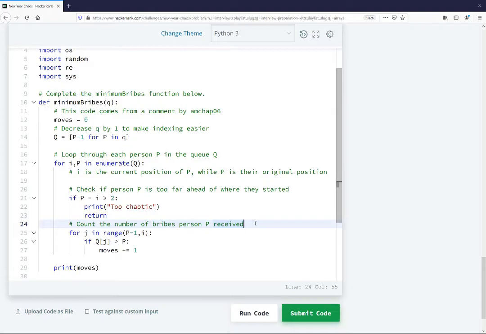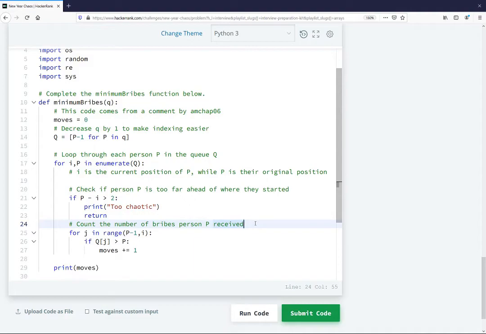So here, J is ranging from P minus 1, so that's the original index of person P, minus 1, so that's good. And then it goes up to I, which I think in this scenario means that it would go up to index I minus 1. But that doesn't really matter here because, again, person P is going to be in index I, so you don't need to go all the way up to index I. Going up to index I minus 1 is fine.